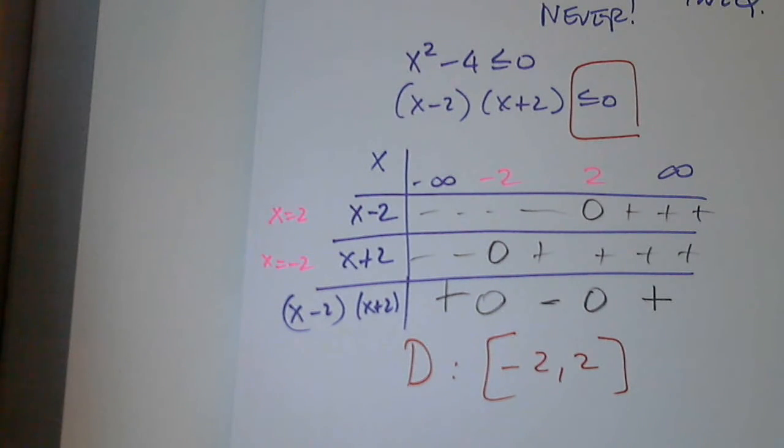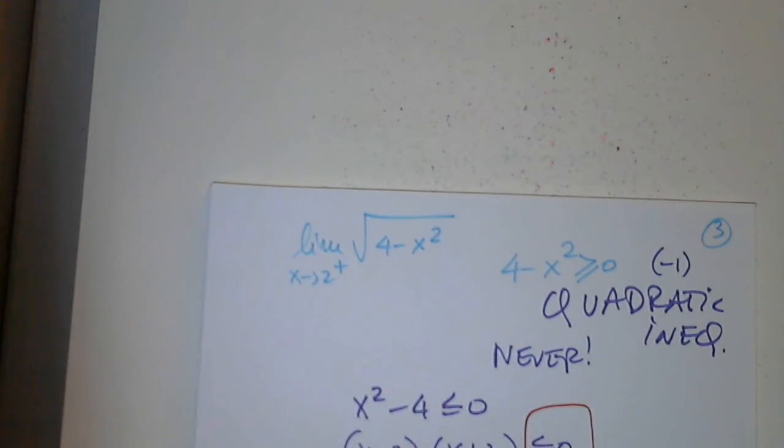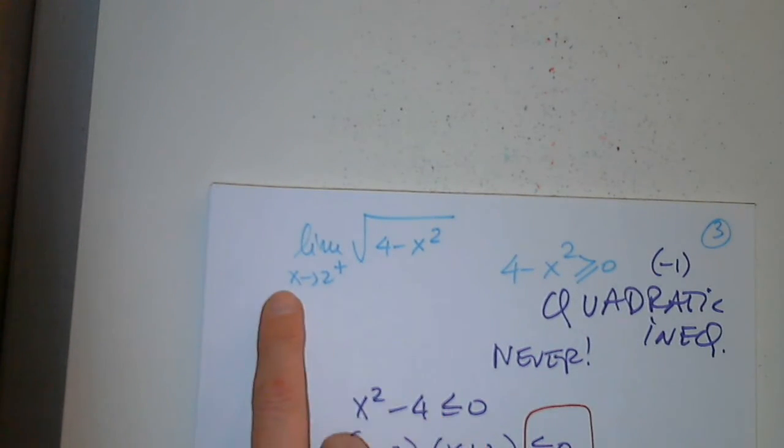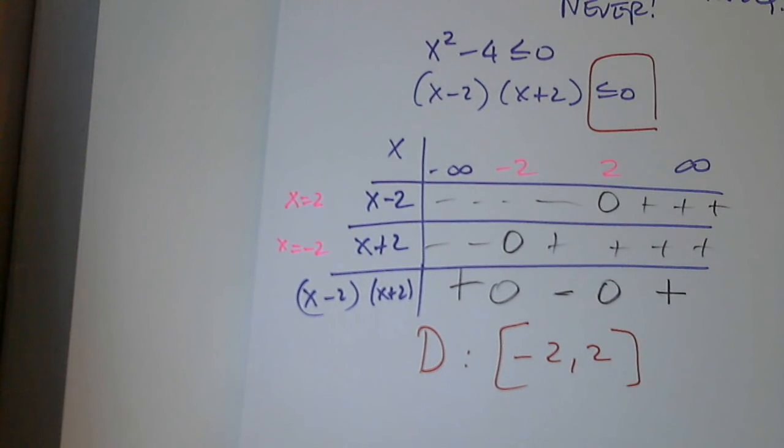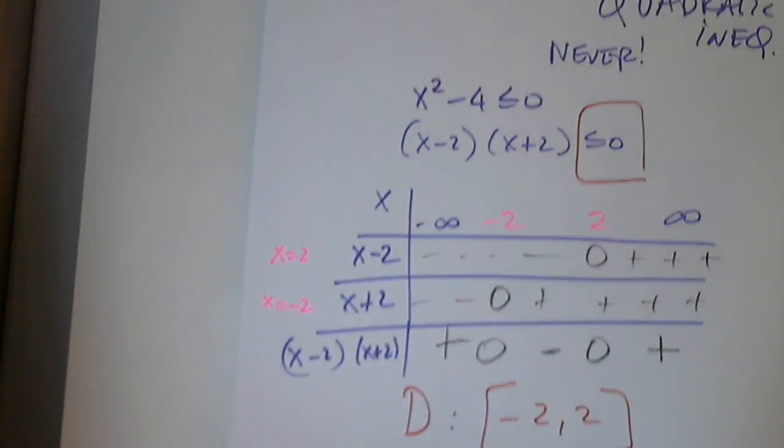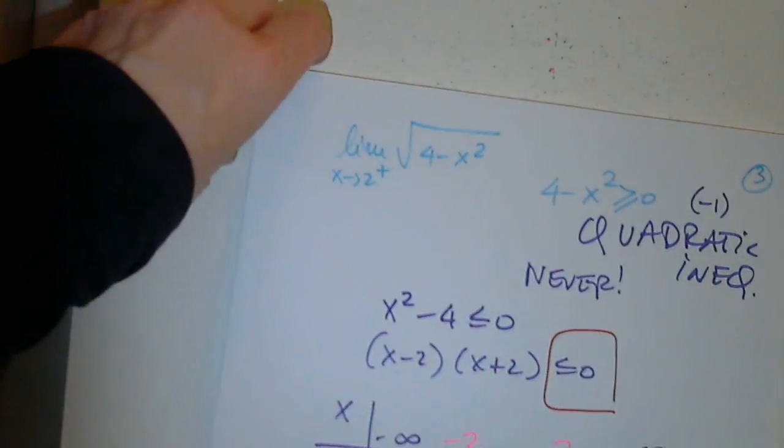So knowing that that is the domain of this function, now I can answer the question. It says, find the limit of blah, blah, blah as x approaches 2 from the right. What will you say? It's not infinity, is it? 2 from the right.